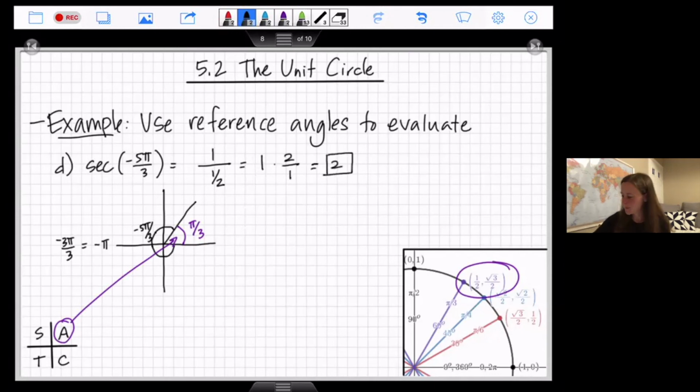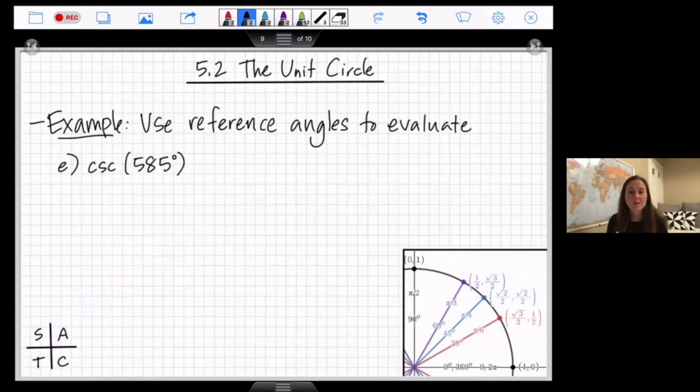Okay, let's try one more. Cosecant of 585 degrees. That is a big angle. Let's see how many degrees we have to go. Obviously, I need more than 360 degrees. How much more? So 585 minus 360 is going to be 225. So 225 more. There's another 180. 225 minus 180 is 45. Okay, so I've got a 45-degree angle down here in the third quadrant, 45 degrees, third quadrant.